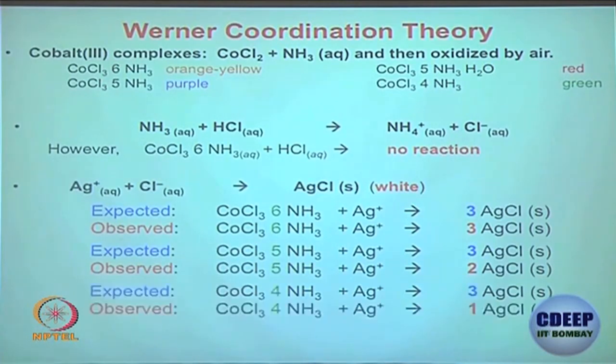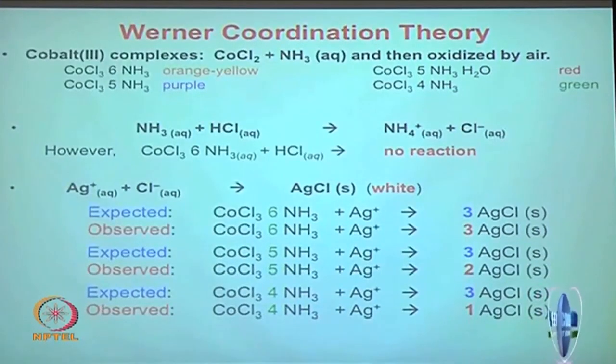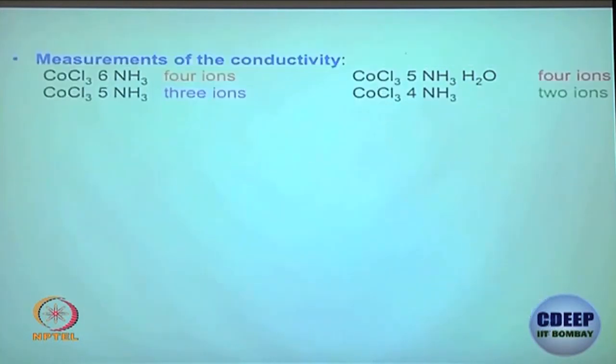Now you keep on doing it for other compounds. What you learn is, let's say for example this one, you can get only one silver chloride, one equivalent. For the first one it has three, then two for this one, and so on.